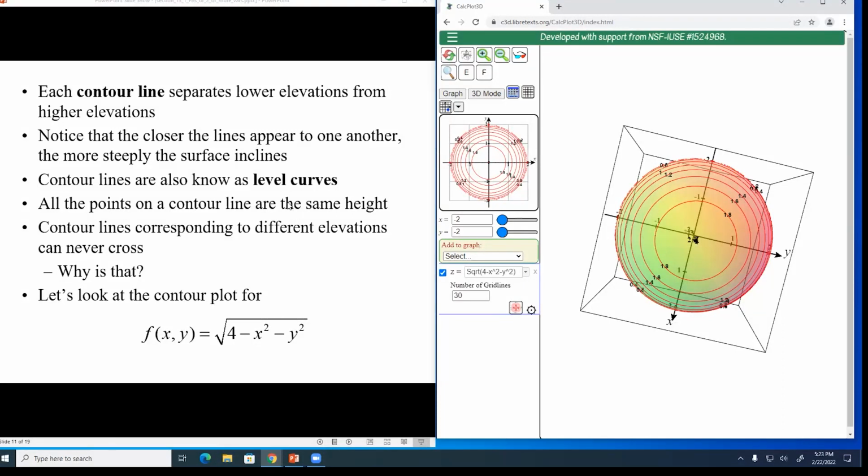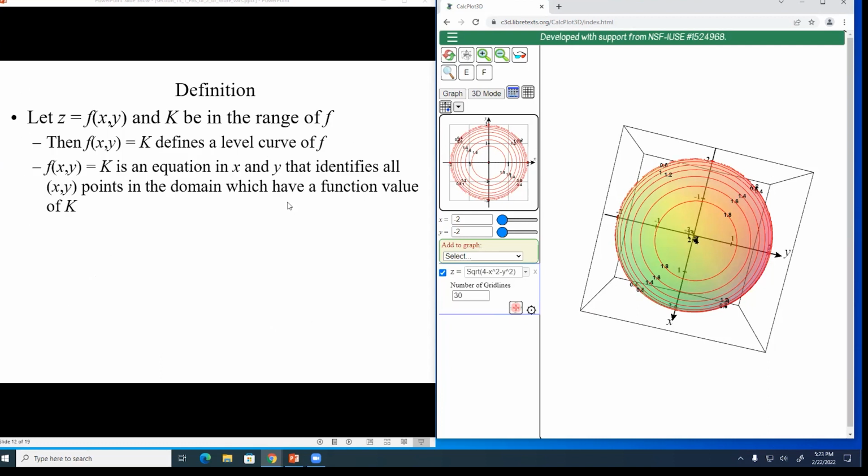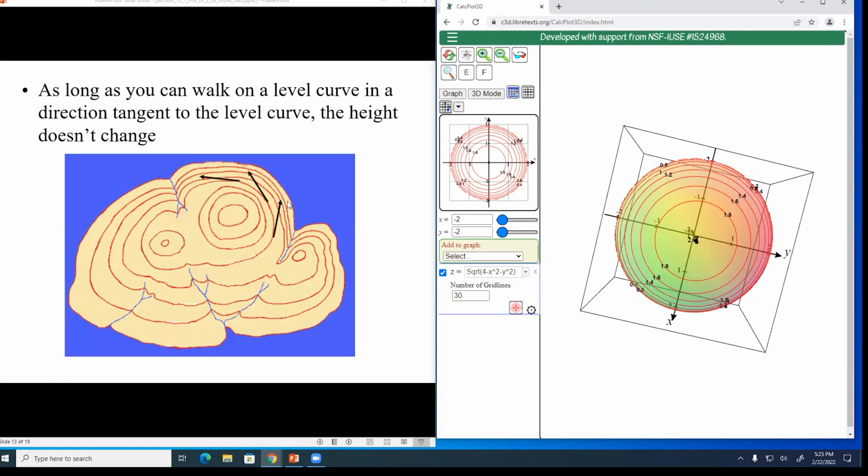Okay, a couple things I want to talk about with regards to level curves. This is just the definition. Don't worry about the definition. I just want you to know what they are and how to use them. All right, so we want to talk in terms of calculus. As long as we're moving in a direction that is tangent to a level curve, so at any given point, as long as we're moving tangent to the level curve, the height doesn't change.